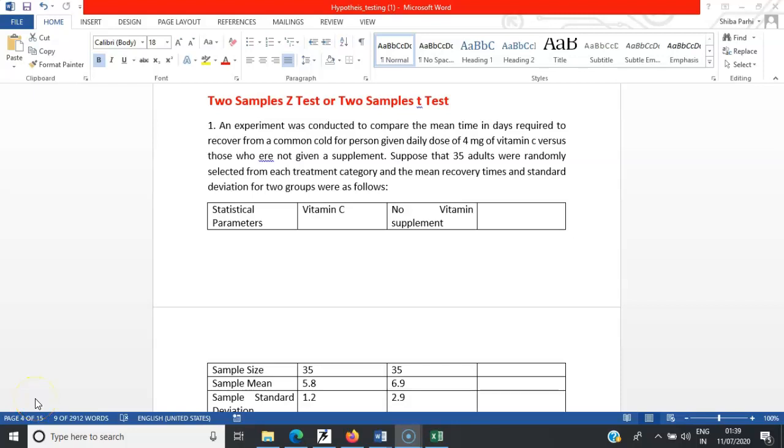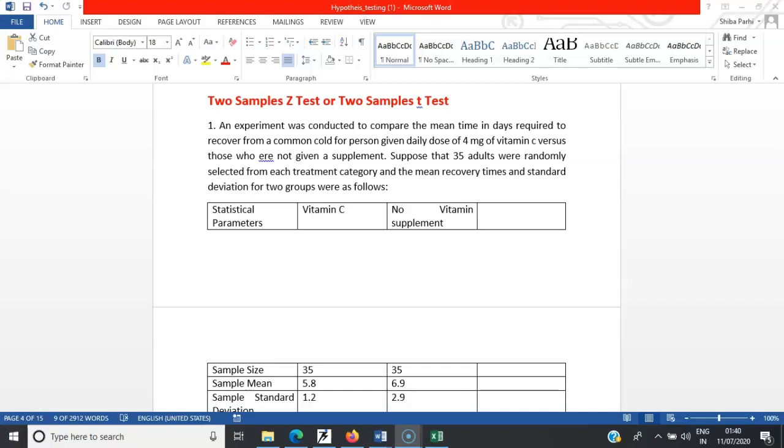So let us understand the problem of two sample Z test or two sample T test. This is basically used to compare two different populations. Suppose I want to compare the salary of IT professionals in Pune in comparison to the salary of IT professionals in Bangalore. So I can take a hundred IT professionals as a sample from Pune and from Bangalore. Then I can test the two different populations of professionals.